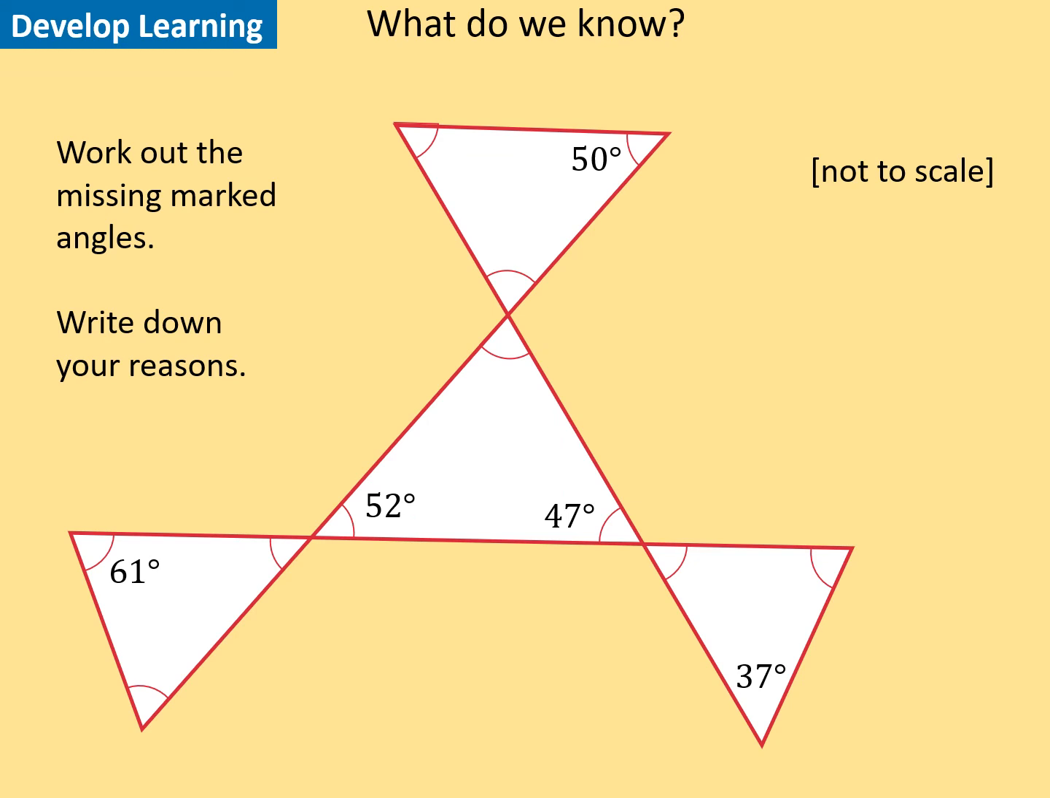Now that we have revised how to calculate interior angles, I would like you to have a go at this larger question. Work out the missing marked angles. Write down your reasons. I would like you to give this diagram some focus. Please sketch this with a pencil and ruler on the paper in front of you. Write in the angles that are already given in this diagram, and then calculate the missing angles accordingly. Do not forget to write your reasons.